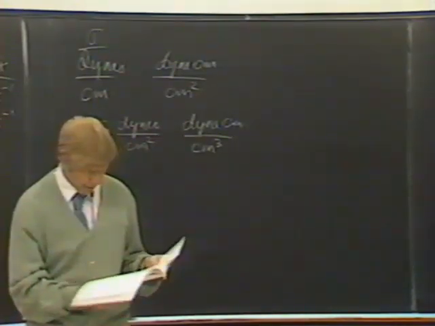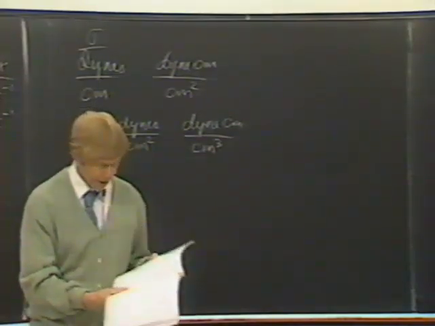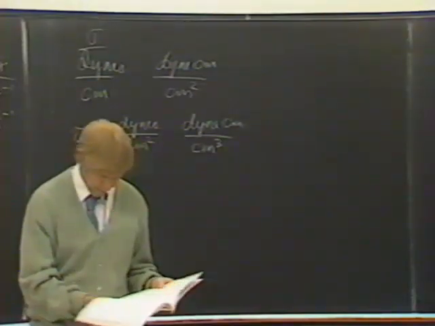And the following column is energy of cohesion in terms of dyne centimeters per gram. That's not so important as the second column.